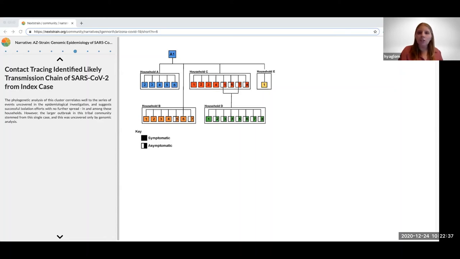I want to emphasize that our genomic data were not complete, as only some of the known cases were available for sequencing, and the known cases probably represent only a fraction of all infections that occurred.